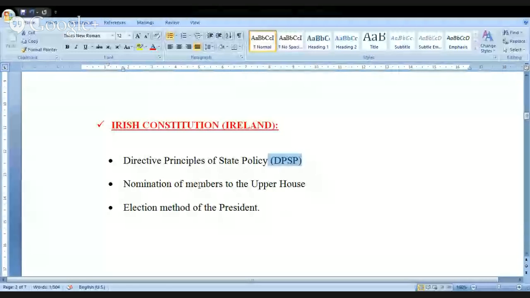Okay, let me open the document again. I'll show it to you. Next one is the nomination of the members to the upper house. What is the meaning of this? We know what is the meaning of the upper house in India. That is nothing but the Rajya Sabha. Otherwise, you can call it Council of States as mentioned in the Constitution.